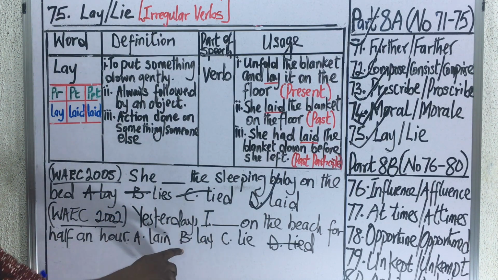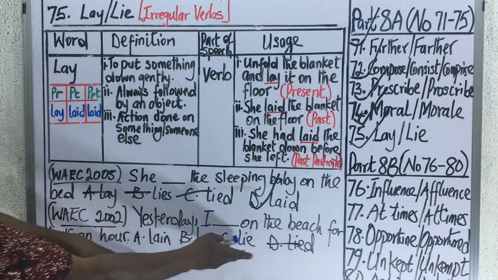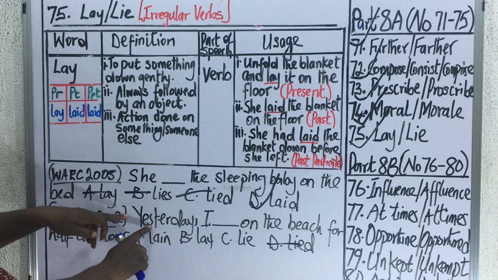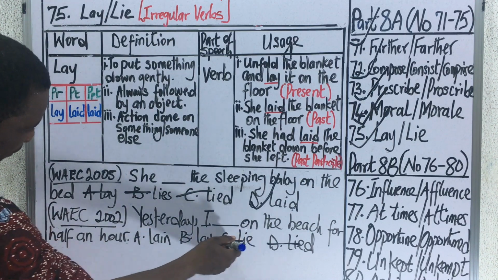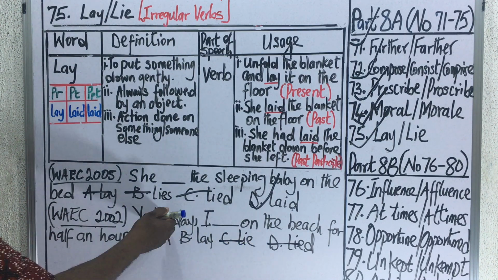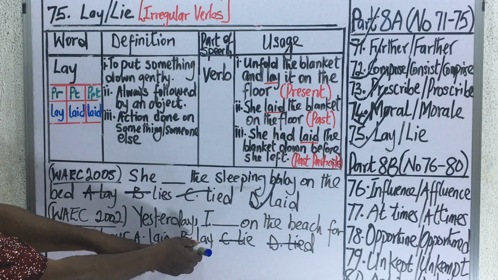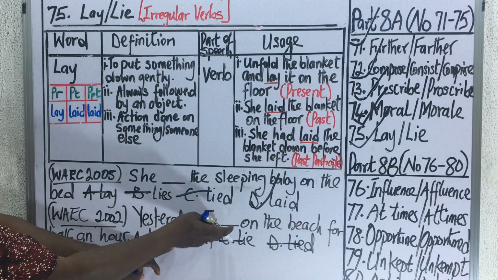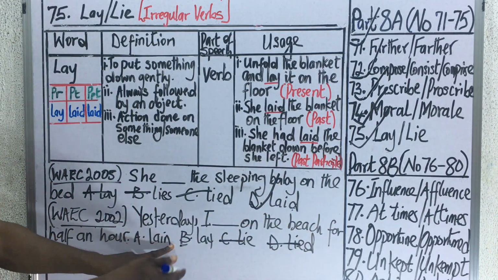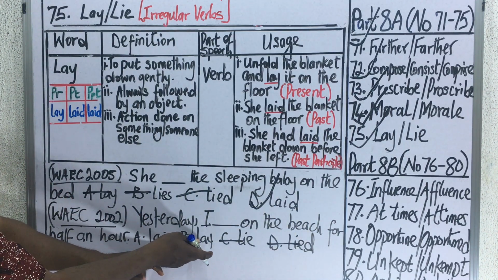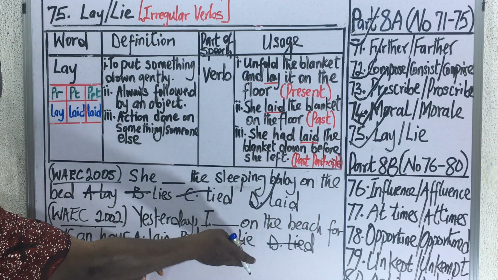For this expression, this fellow went to the beach and probably did something there. Did the person lie or lay? Remember, it was yesterday, so we cannot say that the person lied. You can't say the person lied yesterday. So the correct answer is that the person lay yesterday. So we say, yesterday I lay on the beach for half an hour. This is the past tense form of the word to recline.